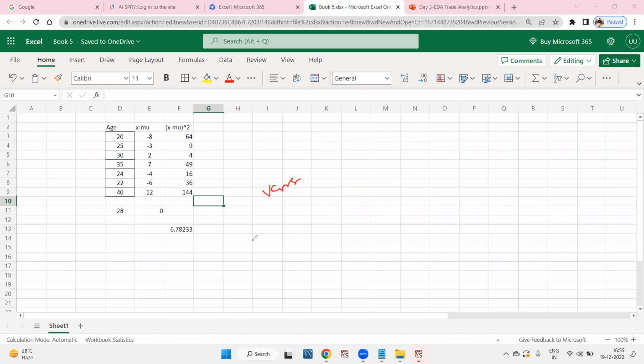The other thing we have is range. What is range? The range is maximum minus minimum value. Max minus minimum, that's called range.